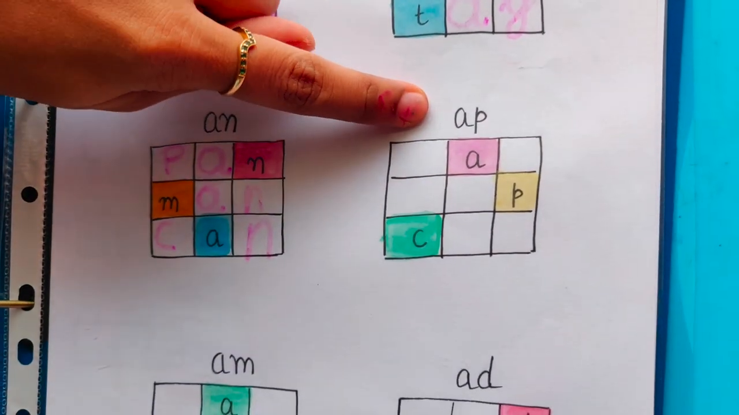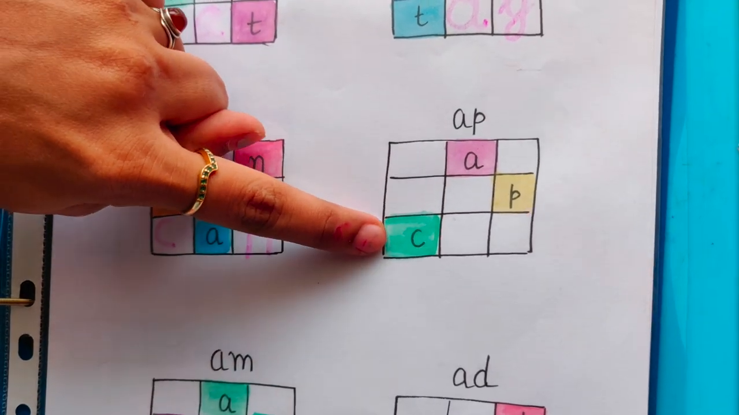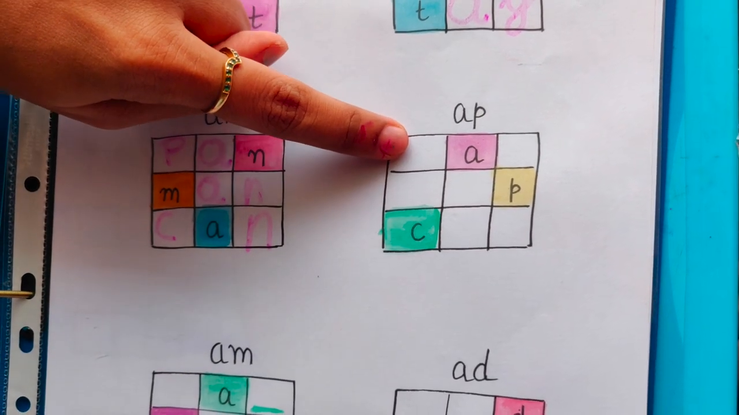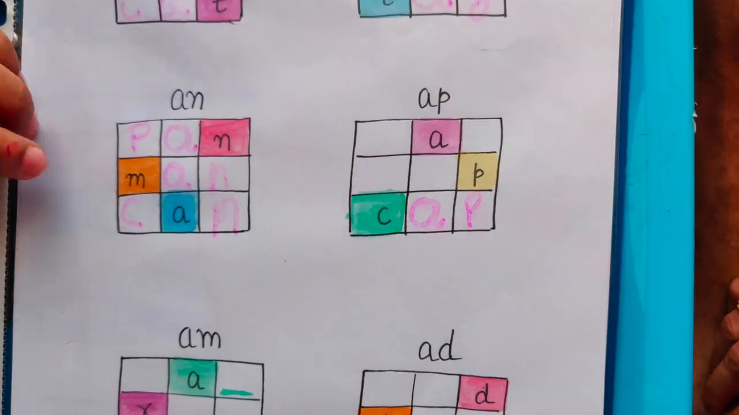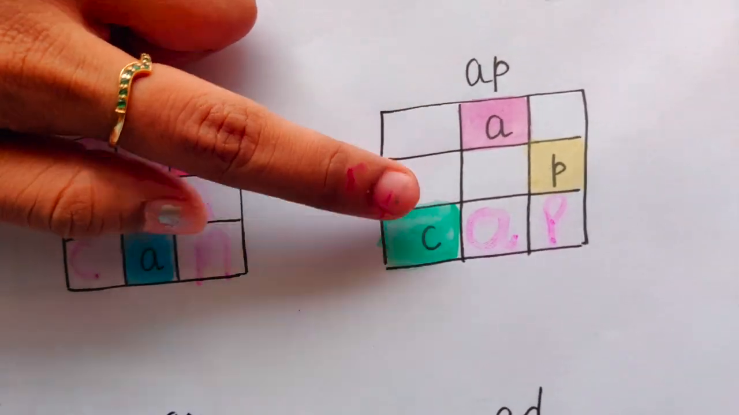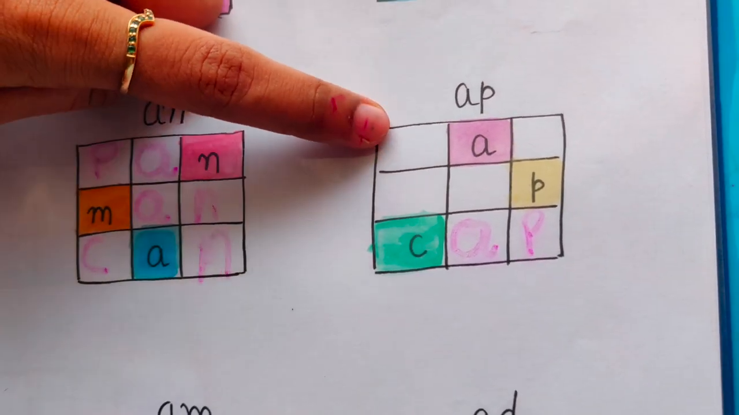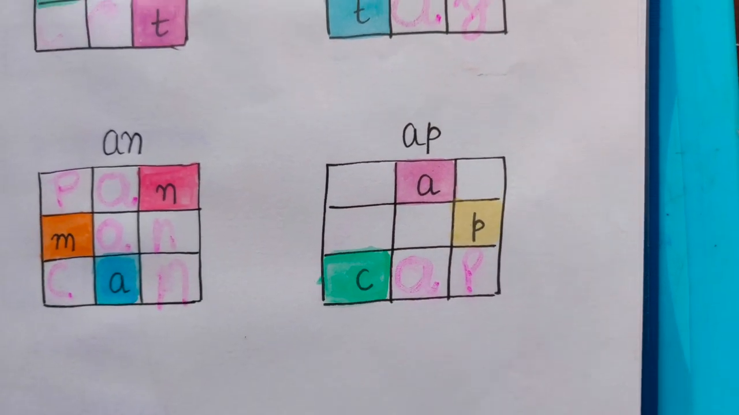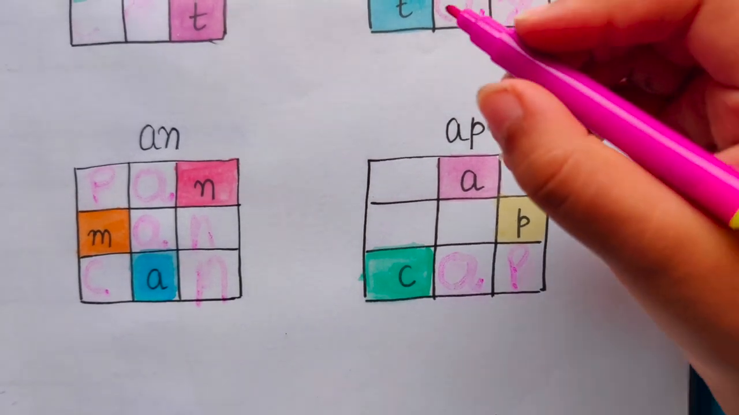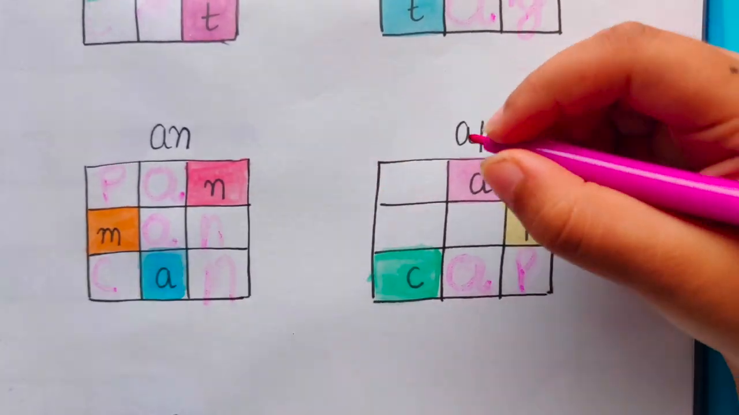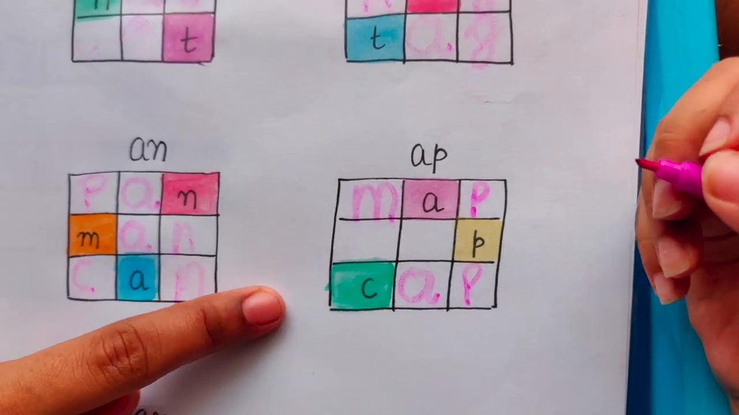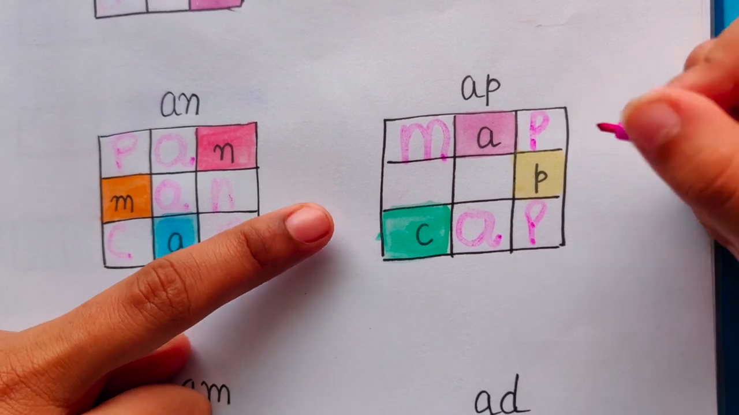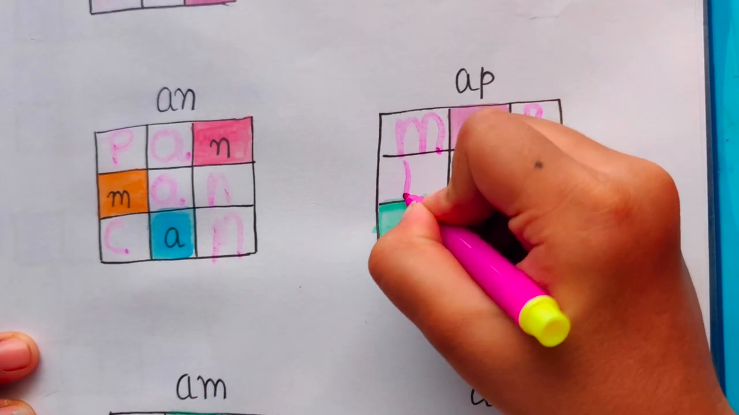Okay, now next is app. So now tell me a word which starts with C and has the app in it. Cap. Now we have to write two more words with the app family. Think about anything with app. What do we use to see the directions? Map. So map is also app family, no? Now think of one more word. When we sleep in the afternoon, what is that called? Nap. Yes, nap. Nap is also app family, no?